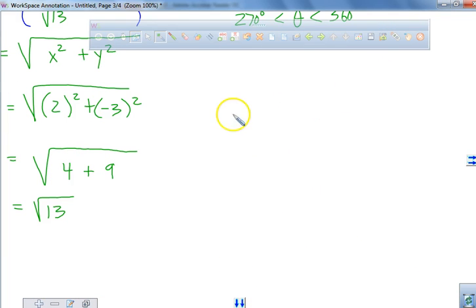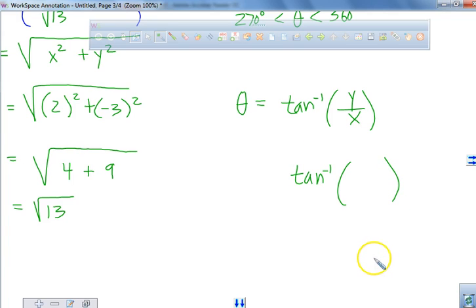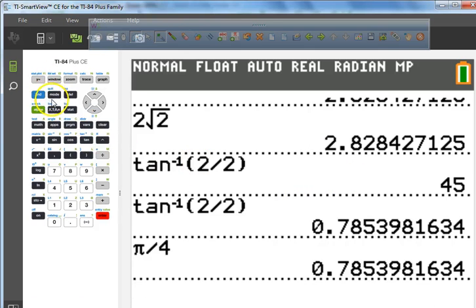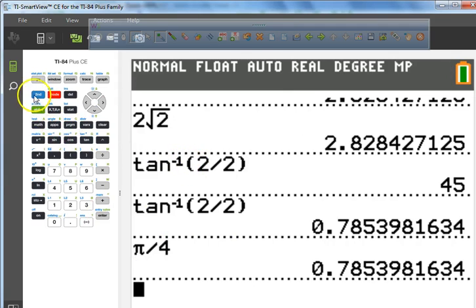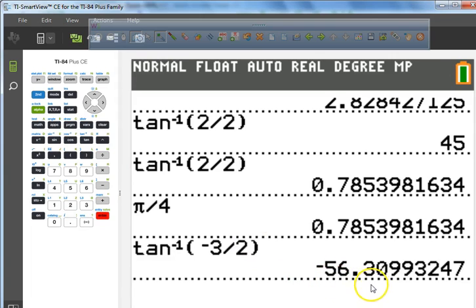So we're going to use our little formula. Theta always equals the inverse tangent of your y value divided by your x value. In this case, our y value was -3 and our x value was 2. Right now I'm going to change my mode to degrees so we can get our first answer in degree mode. I'm going to press second tangent of -3 divided by 2, press enter, and I get -56.